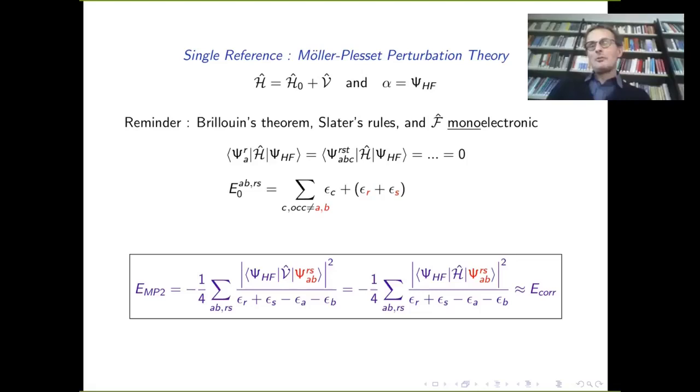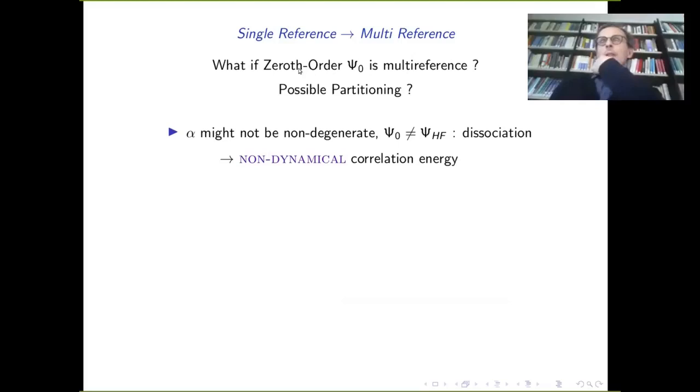Well, what if this zeroth order, the Hartree-Fock solution, is not, strictly speaking, a single reference? That was the starting point, you remember? We wanted something that was uniquely defined. So let's say the hydrogen molecule close to the equilibrium distance. But in some problems, that might not be the case: the zeroth order wave function might be multi-reference.